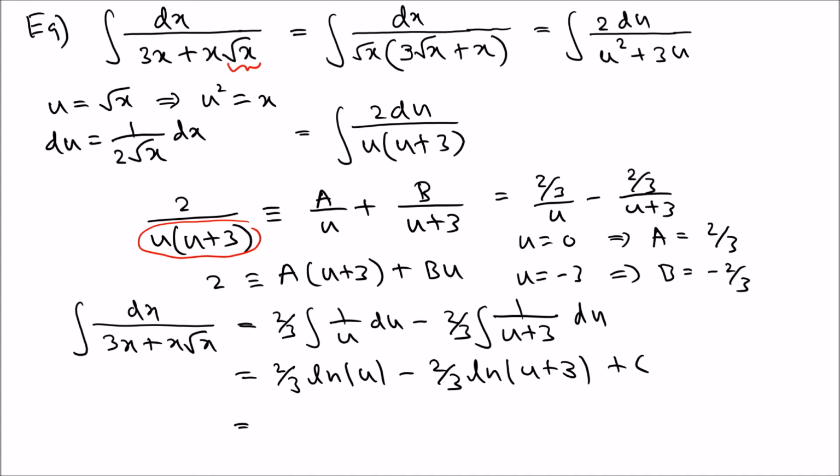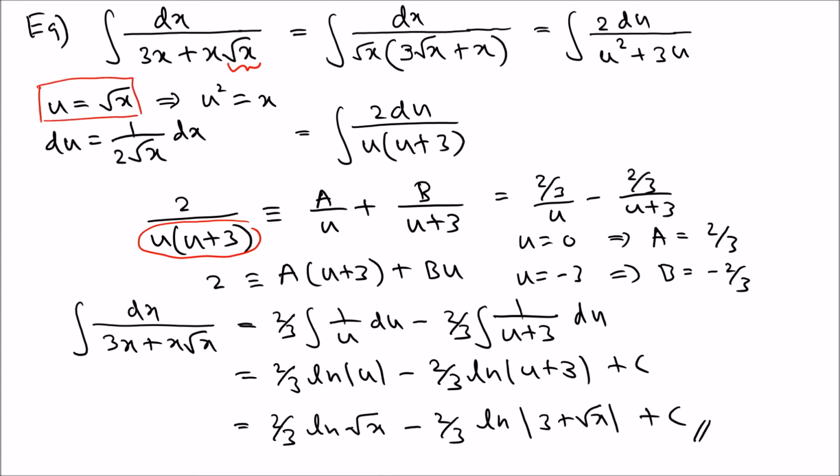But we know what u is, so you can plug that back in. If you plug that back in, you get 2/3 ln square root x minus 2/3 ln of 3 plus square root x plus C. So that's the final answer. What we did was start with a substitution u equals square root x, transform the problem into a partial fraction problem, use the partial fractions to integrate, and then put u back in. So that's how you solve a problem like that.